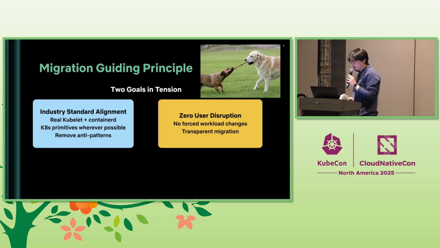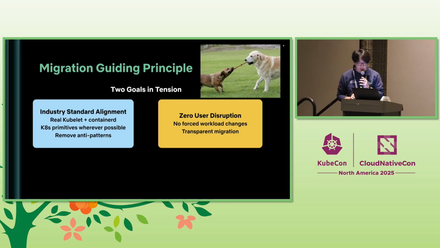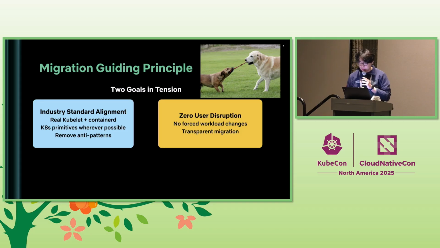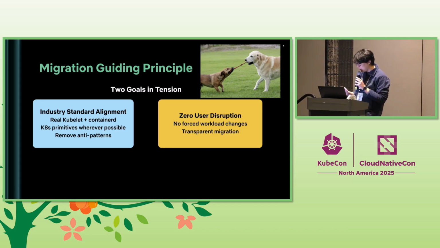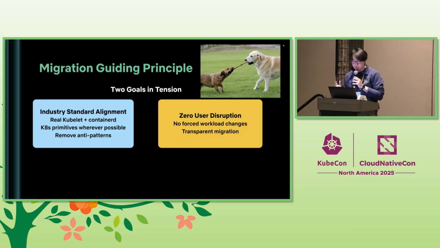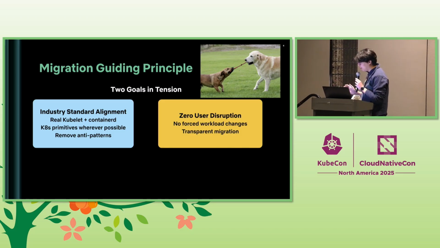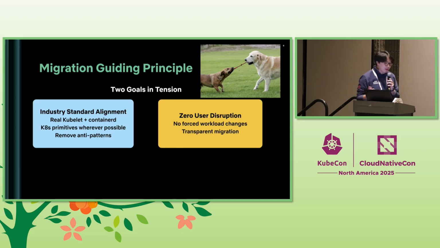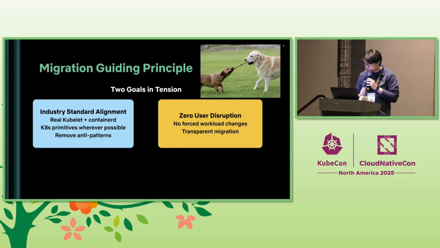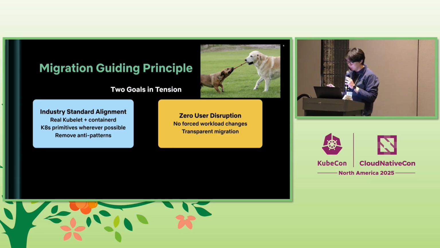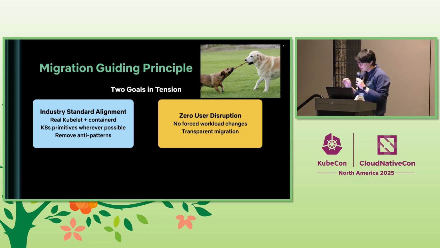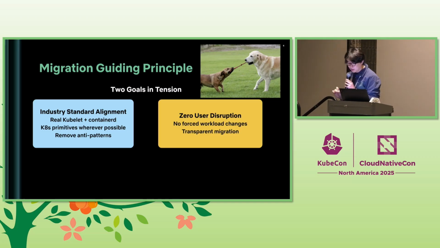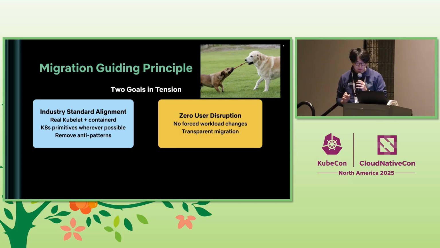Our migration philosophy essentially came down to balancing two goals that are in tension. On one hand, we wanted to align with industry standards. As mentioned earlier, we want to adopt real kubelets, Containerd, use standard Kubernetes primitives wherever possible, and identify anti-patterns and remove them to the best of our ability. But on the other hand, we also had the mandate of trying to keep zero user disruption during this whole process. We want to ensure a transparent migration where existing workloads just continue working on Titus. It will just keep working even after we swap out the engines.